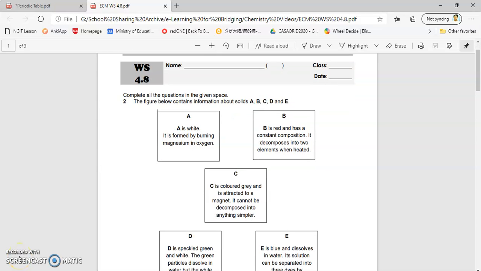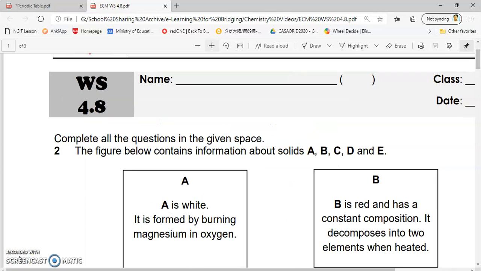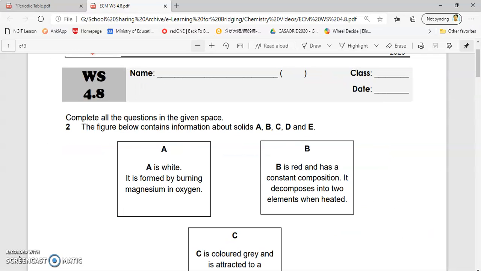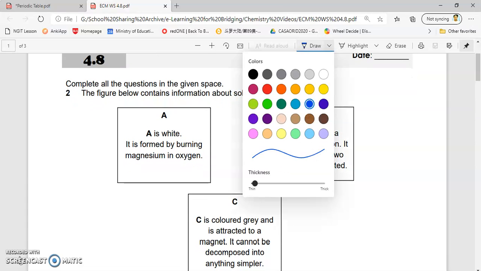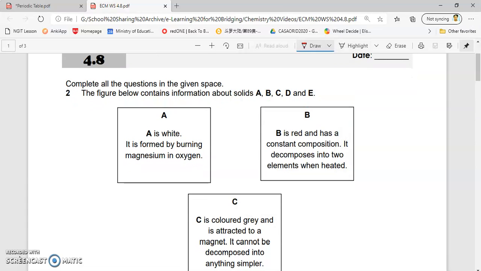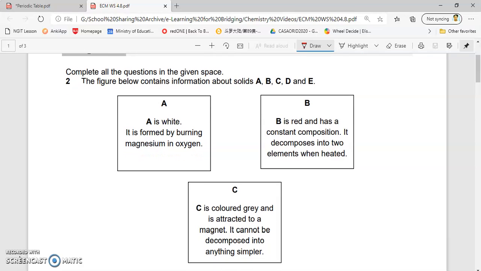Okay, let me go through this worksheet 4.8. As mentioned, worksheet 4.8 is sort of like a combination of worksheet 4.6 and worksheet 4.7 together. So let's go through the answer. I'm just going to go straight to the point, because worksheet 4.6 will have gone through certain details of it. Worksheet 4.7 also the same.